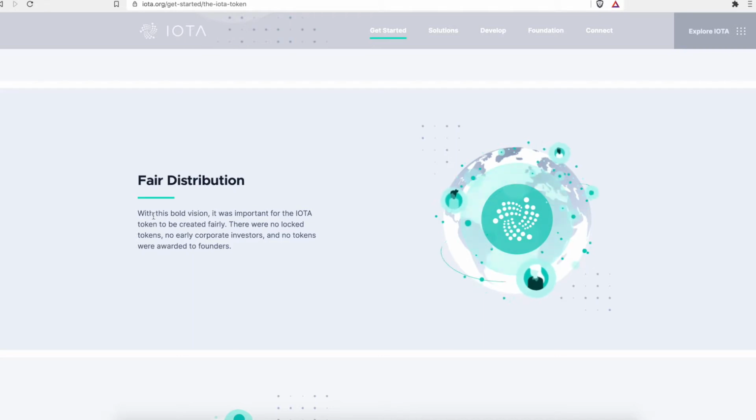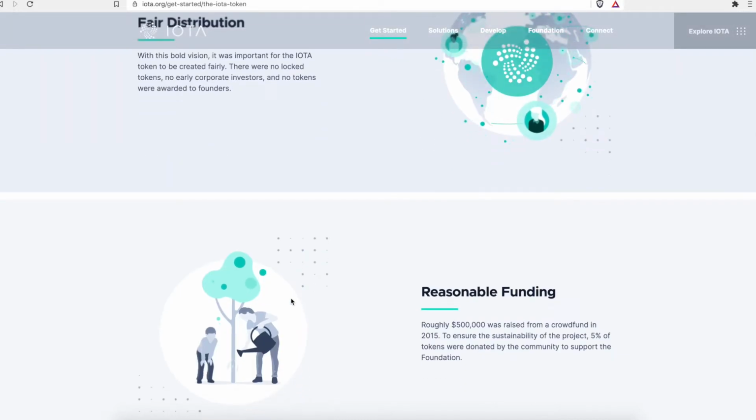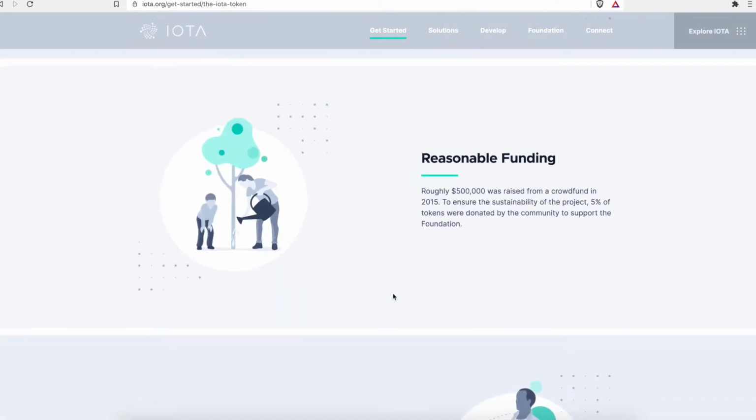So their bold vision: no locked tokens, no early investors, and no tokens were awarded to founders. So basically they just gave it out. They did a little faucet and people got it, and that was it. This is cool about this token as well. It's a free, feeless cryptocurrency.